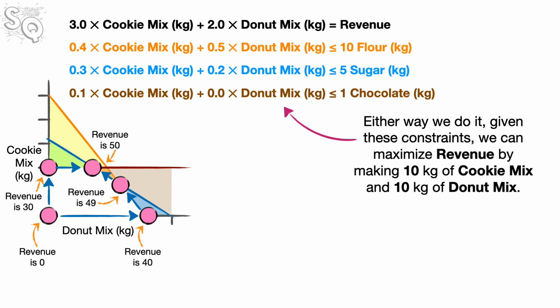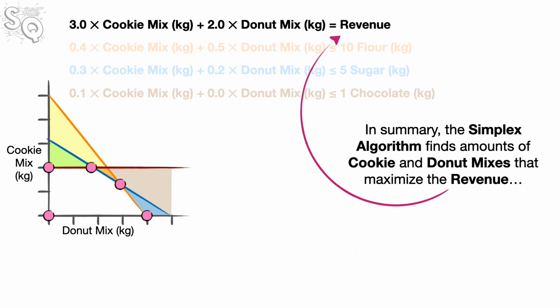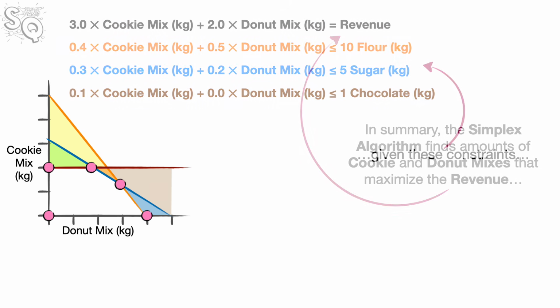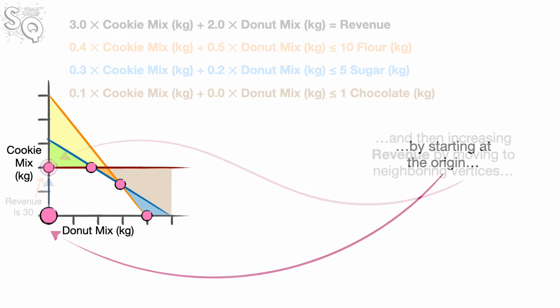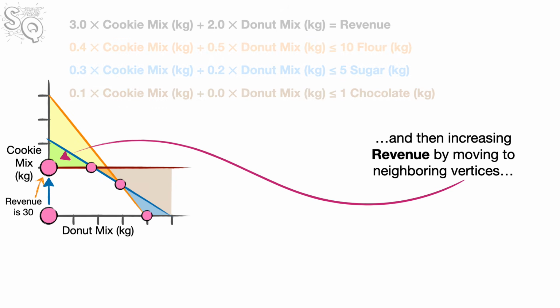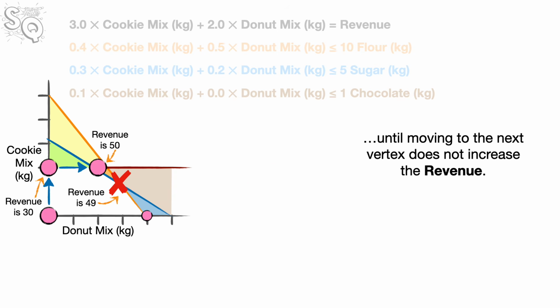Either way we do it, given these constraints, we can maximize revenue by making 10 kilograms of cookie mix and 10 kilograms of donut mix. Double bam! In summary, the simplex algorithm finds amounts of cookie and donut mixes that maximize the revenue, given these constraints, by starting at the origin, and then increasing revenue by moving to neighboring vertices, until moving to the next vertex does not increase the revenue.